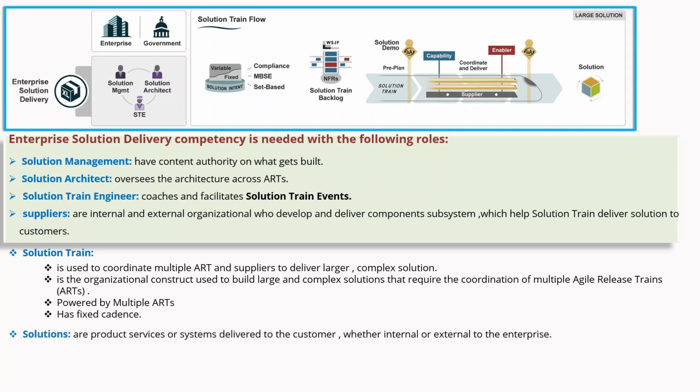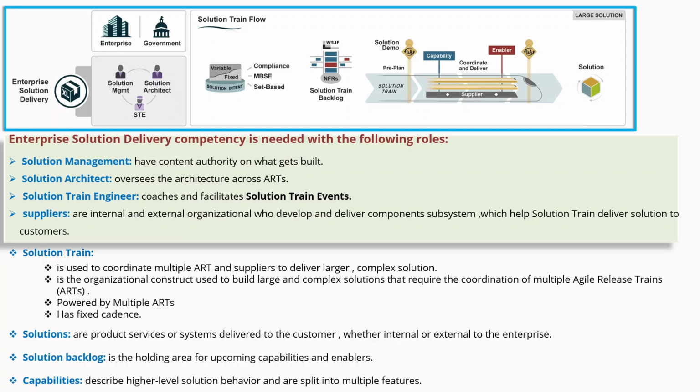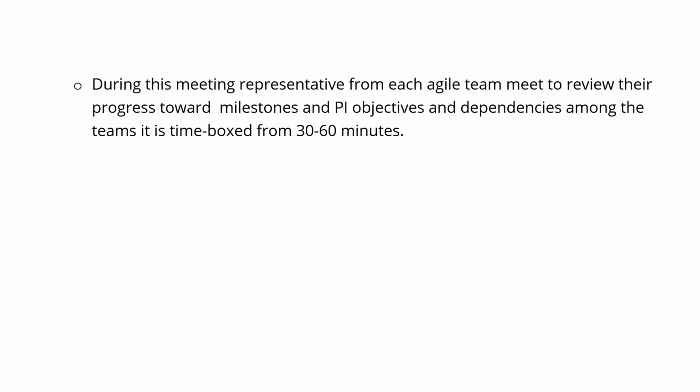So solutions are products, services, or systems delivered to the customer, whether internal or external to the enterprise. The solution backlog is the holding area for our capabilities and enablers. The capabilities describe higher level solution behavior and are split into multiple features. Also, there is the Scrum of Scrums event.